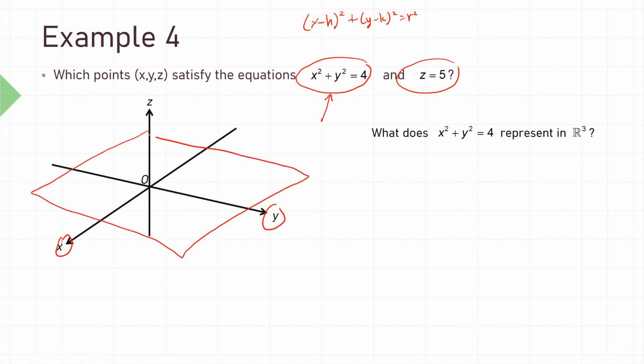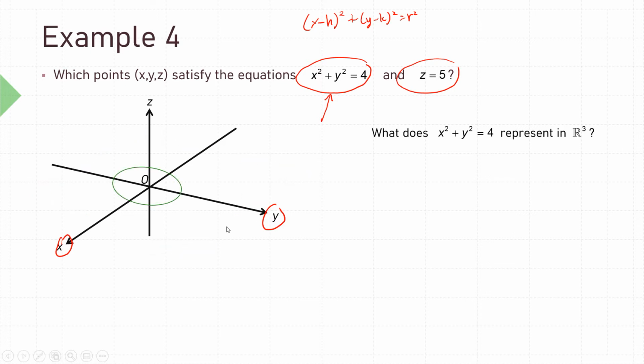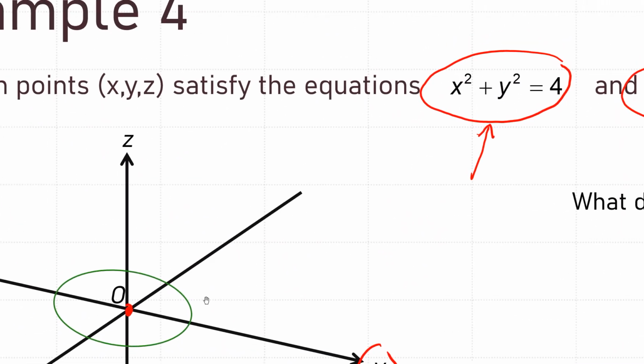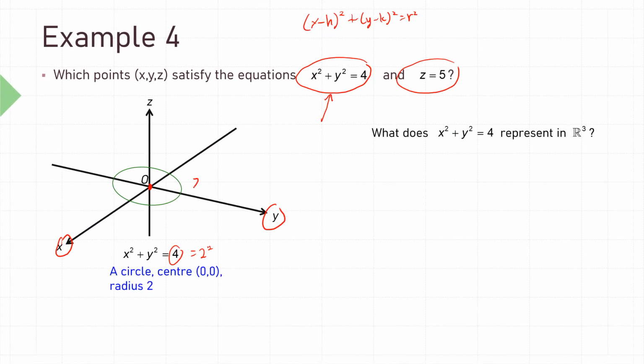This is the xy plane, so we'll have a circle here on the xy plane with center (0, 0) and radius 2, because this is 2 squared. But on the xy plane, the value of z is equal to 0. So it does not satisfy the second equation.